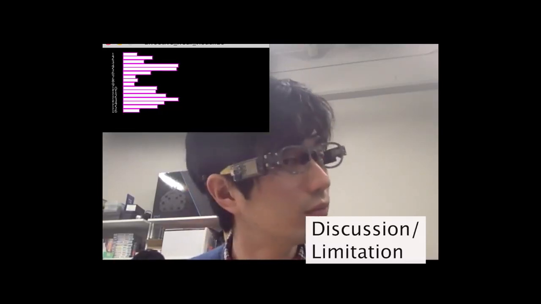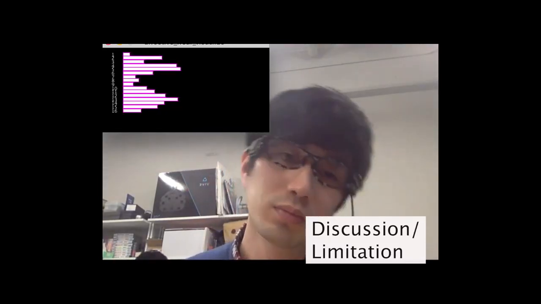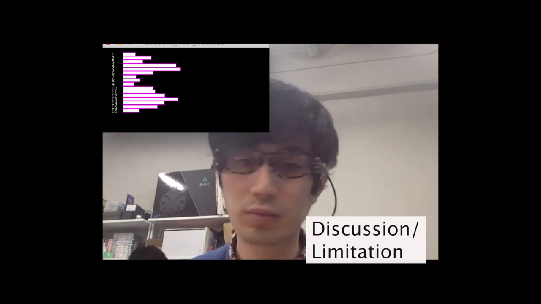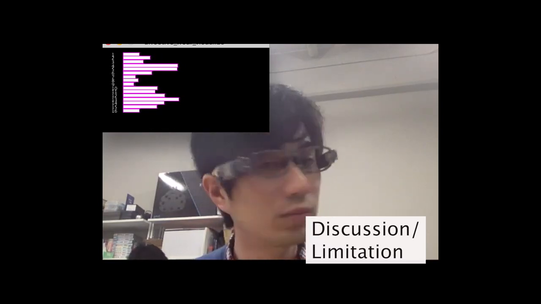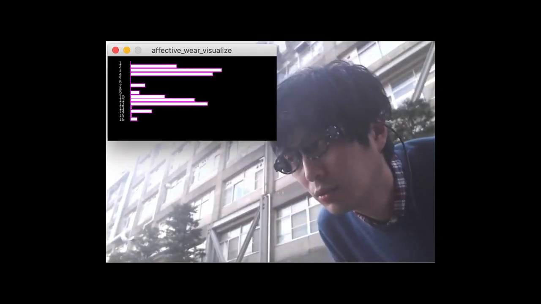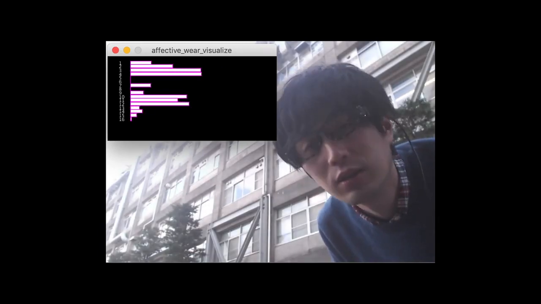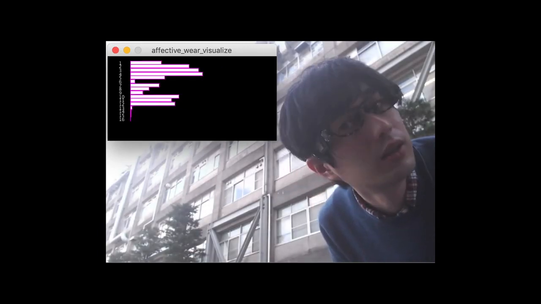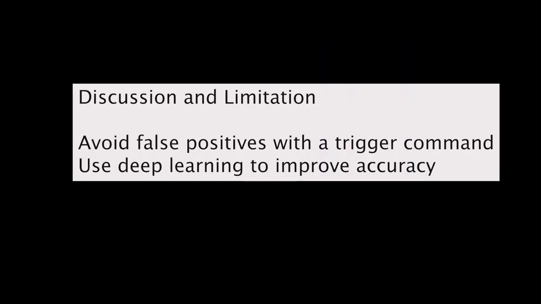Head motion has an influence on sensor data, but could be compensated with an IMU. But outdoors, it really makes the data noisy because sunlight is intense. We may consider a trigger command to avoid false positives. We are exploring a sophisticated algorithm or deep learning approach to detect gestures and improve accuracy, but it has the cost of latency.